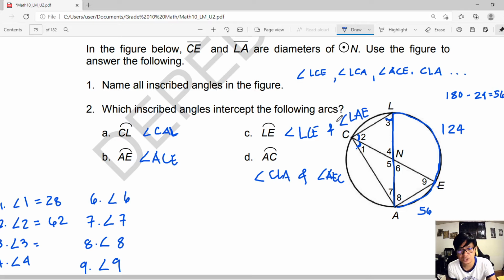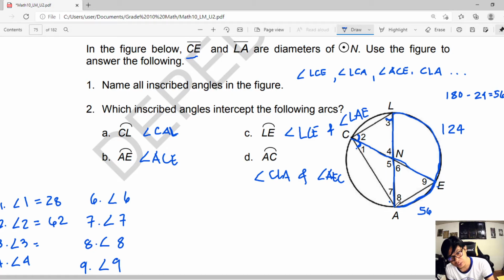So, ano bang relationship ang pwede nating makuha dito? So, this one also, according dito sa ating given, that the line segment C is also diameter of the circle. Ibig sabihin, ang measure din nito is 180 degrees. Tama? Ito, 180 degrees.